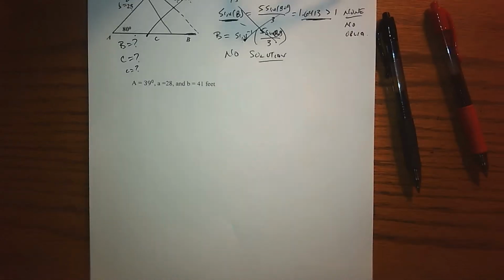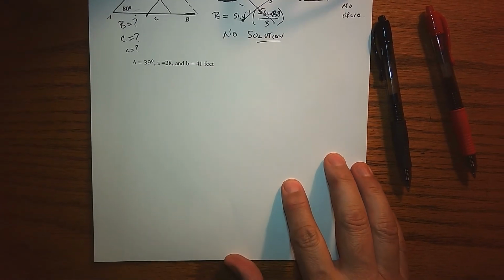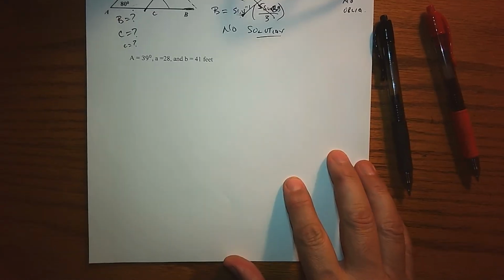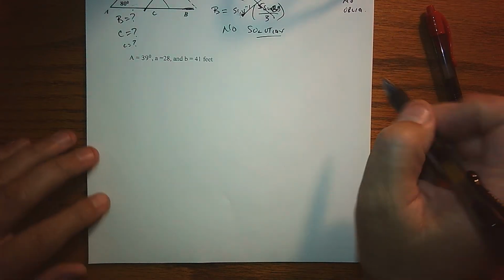Truly the only thing different that I can throw at you guys is to, rather than giving you a picture, just give you the data. So you basically have to sketch your own picture, and then we can decide which ambiguous case this is. Is there none, is there one, or is there two as we go through our math.